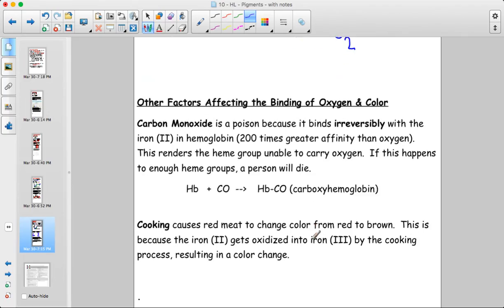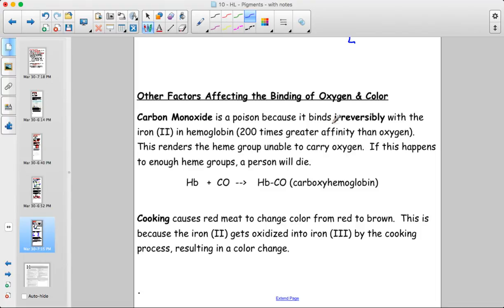Last couple of factors to realize are carbon monoxide is a poison because it irreversibly binds with iron 2 in hemoglobin. It has a 200 times greater affinity for the iron than the oxygen does. And so it renders that heme group unable to carry oxygen. So if you get enough CO into your body, into your blood, it will render all of your hemoglobin useless and you can't carry oxygen around your body and you will die.